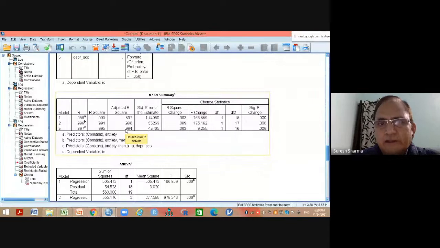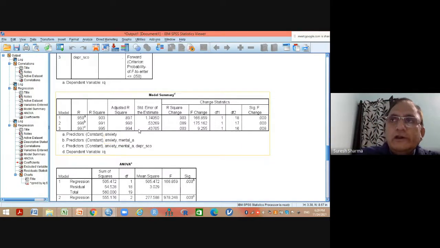In the second point, I mentioned that there should not be much difference between R square and adjusted R square. Let's say your R square is coming out to be 0.995. R square lies between 0 and 1. The closer to 1, the better the result. But suppose R square is 0.995 and adjusted R square is 0.694. So there is a big difference between R square and adjusted R square.